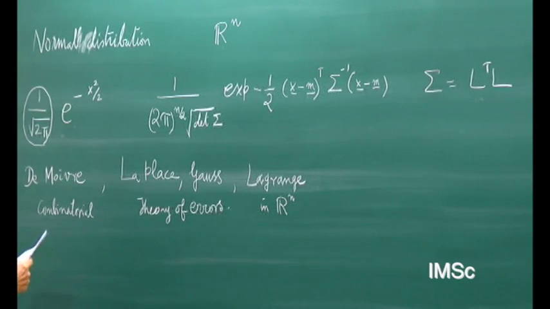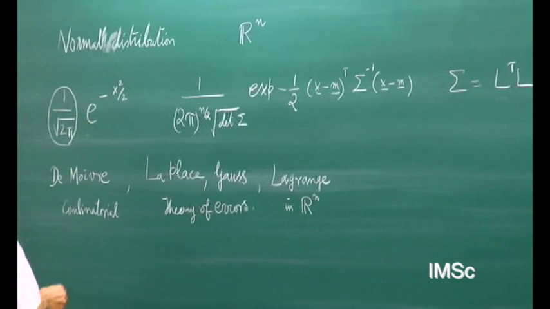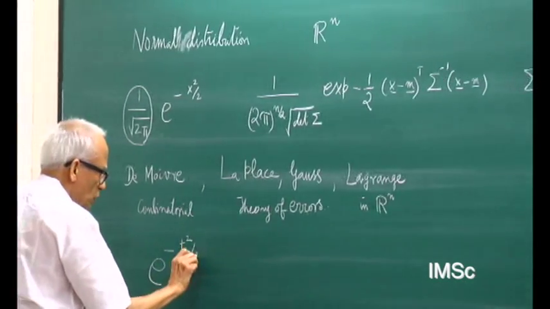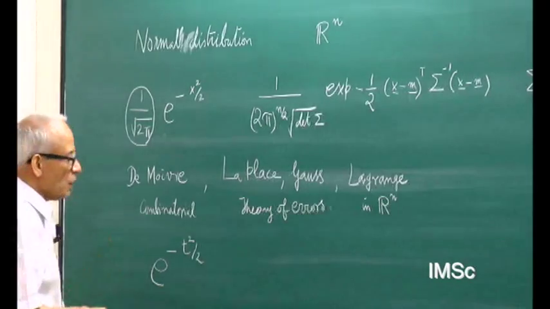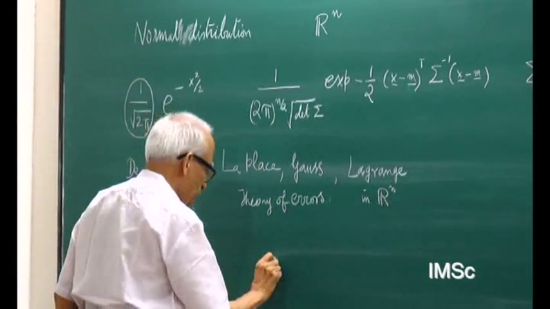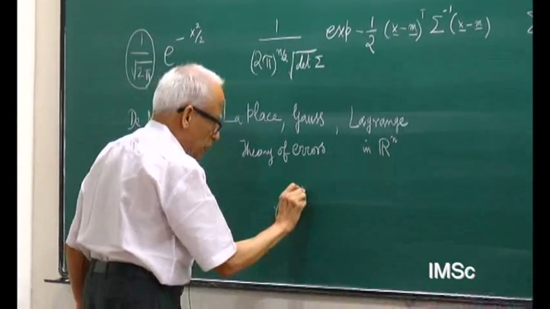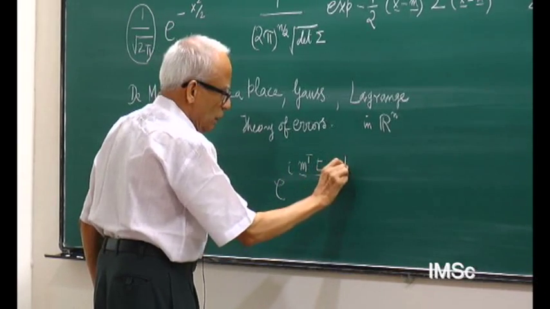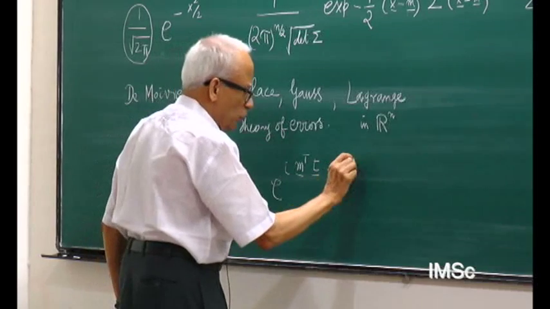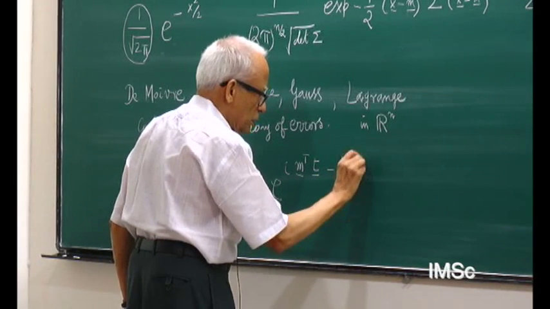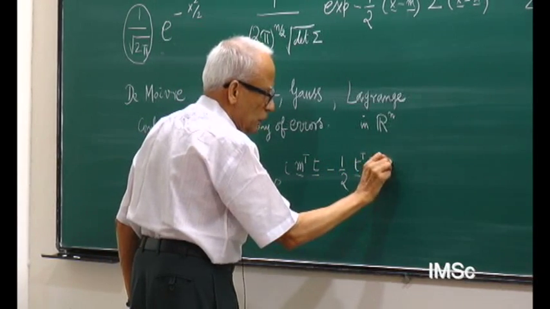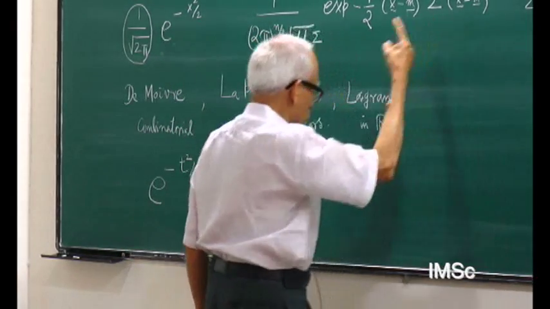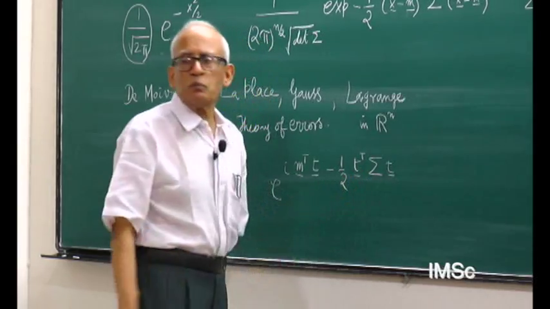Now the Fourier transform of this measure is e to the power minus t squared over 2. And the Fourier transform for the general density is e to the power i m transpose t minus half, with a quadratic form t transpose sigma t. So if this is sigma inverse here, in the Fourier transform it becomes sigma.